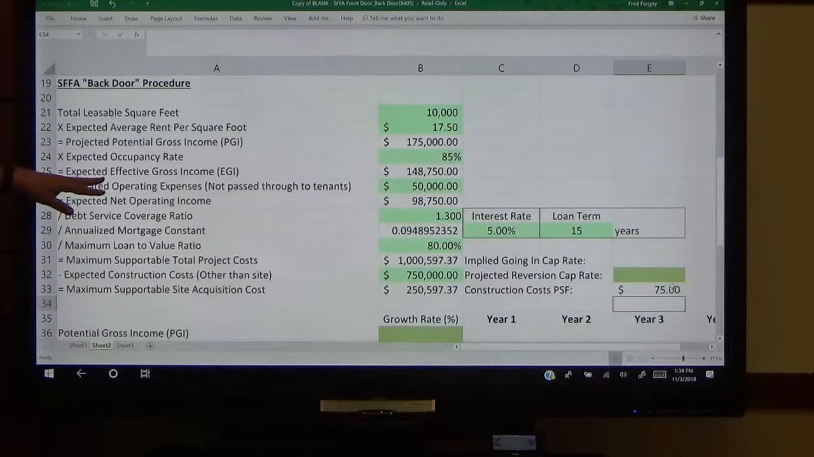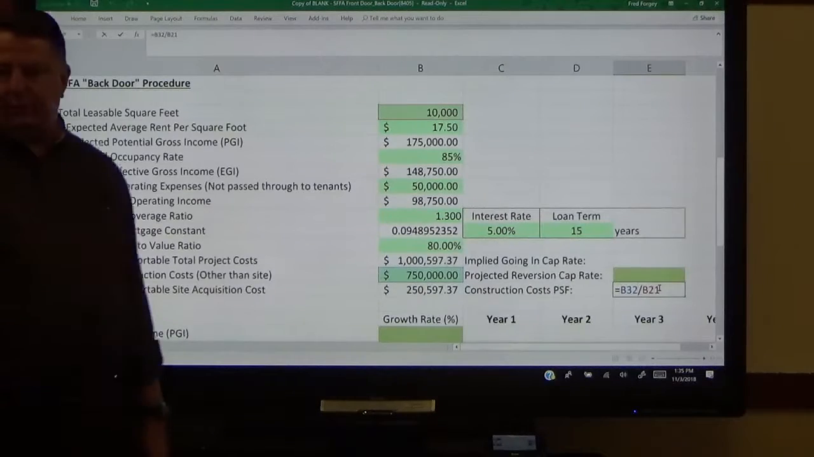$75. Yeah, so that is construction cost per square foot. All you're doing there is simply taking B32 divided by B21. It'll pull up, it's stubborn. Okay. Oh, I got it. That makes sense.